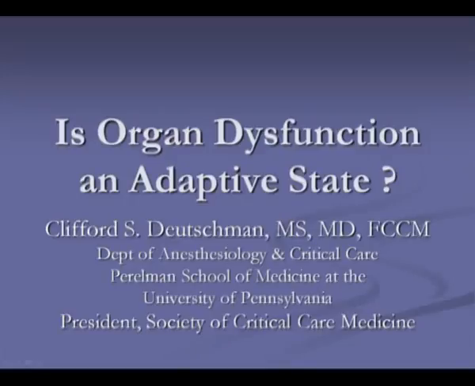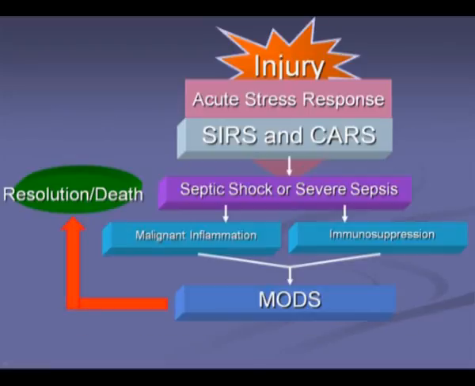This talk, in a very real sense, perhaps should have come before the previous one, and it fits in a little better with Dr. Marshall's first talk. The question we ask ourselves is, what happens and why? So again, we'll start with this same cartoon paradigm: injury, followed by an acute stress response, SIRS and CARS, septic shock or severe sepsis, malignant inflammation, immunosuppression, MODS, and resolution and death. Again, the standard model that we believe we've been looking at.